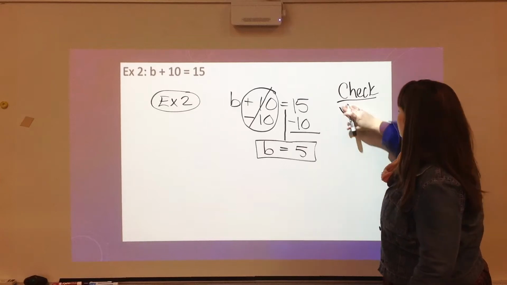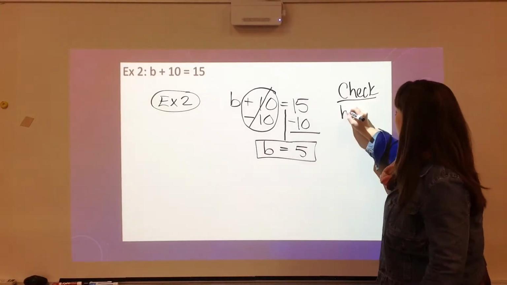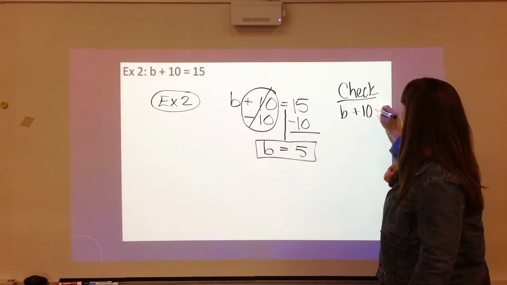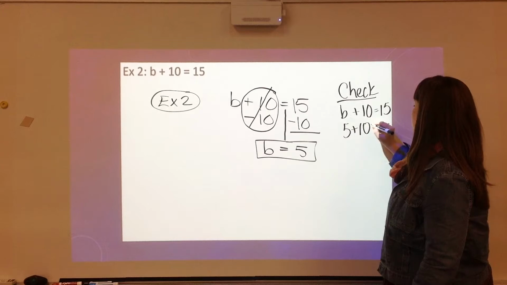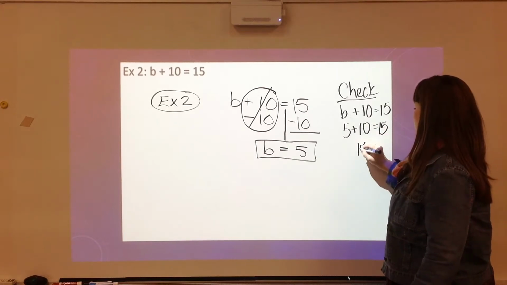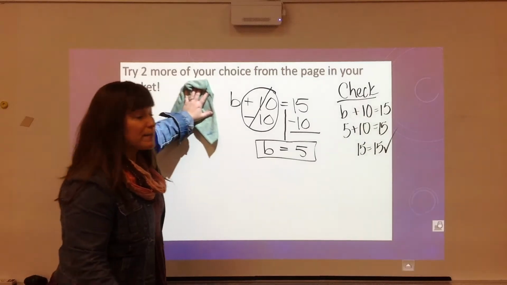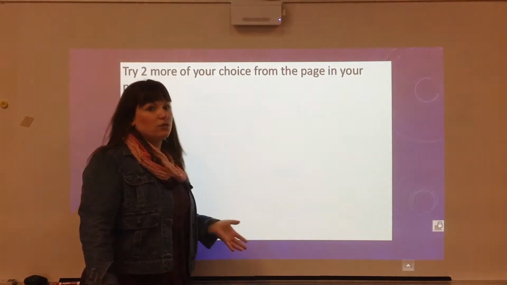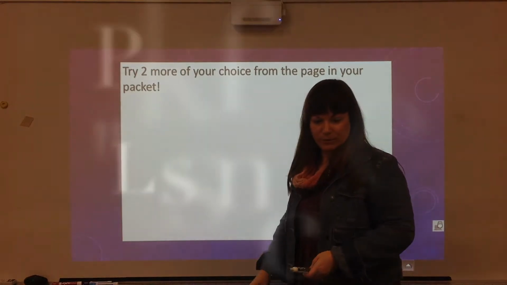Start with the equation. So used to having an x, I started to draw an x. It's b this time, plus 10 equals 15. Now 5 plus 10, and we have 15 equals 15. Here we go. Now I want you to look at that page and pick any two you want and do them to practice in your notebook page.